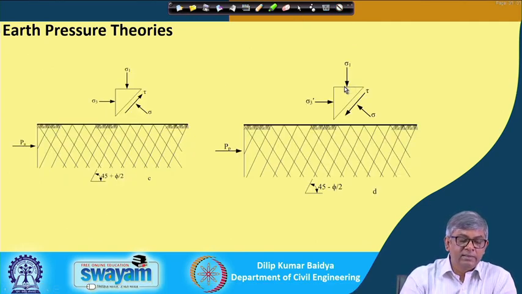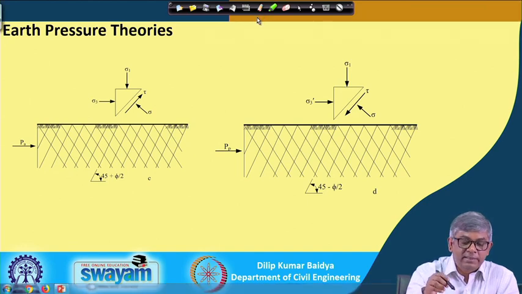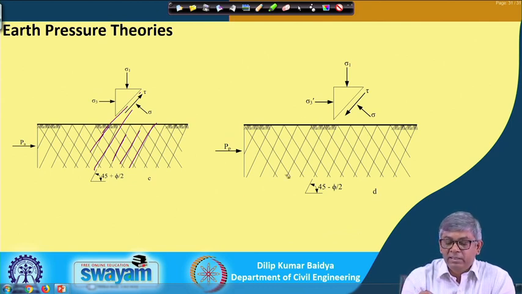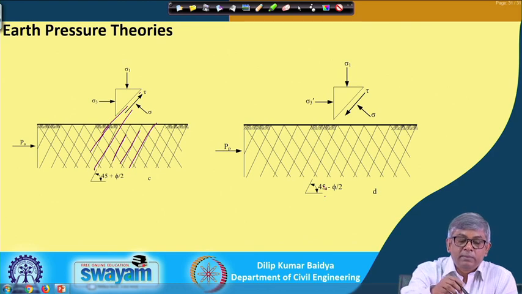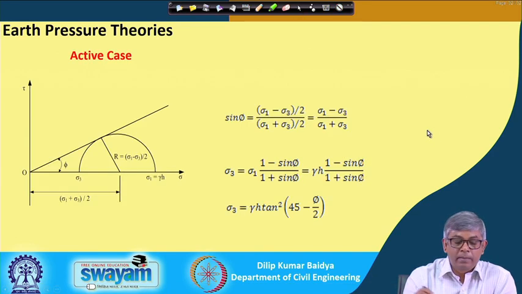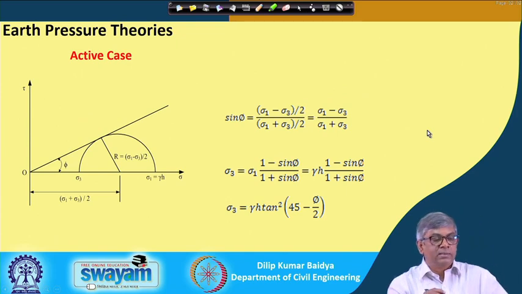Now, we can see that in the active earth case, the failure plane will be like this, and it makes an angle of 45 degrees plus phi by 2 with the horizontal. These are the failure planes, 45 degrees plus phi by 2, whereas for the passive case your failure plane will be 45 degrees minus phi by 2.